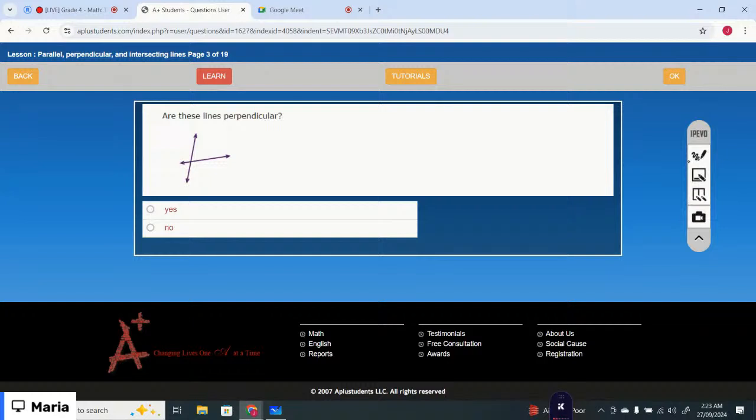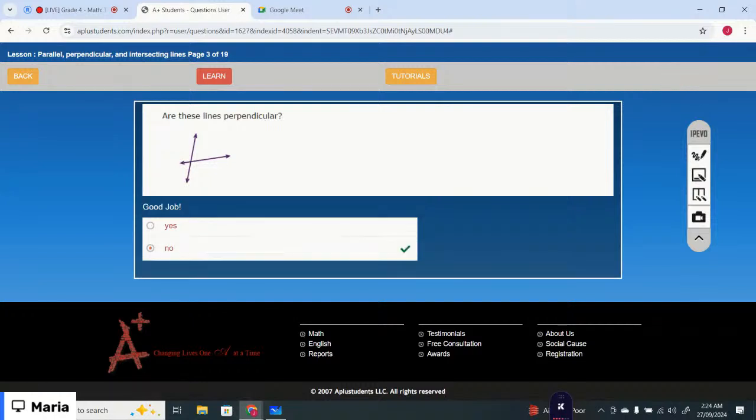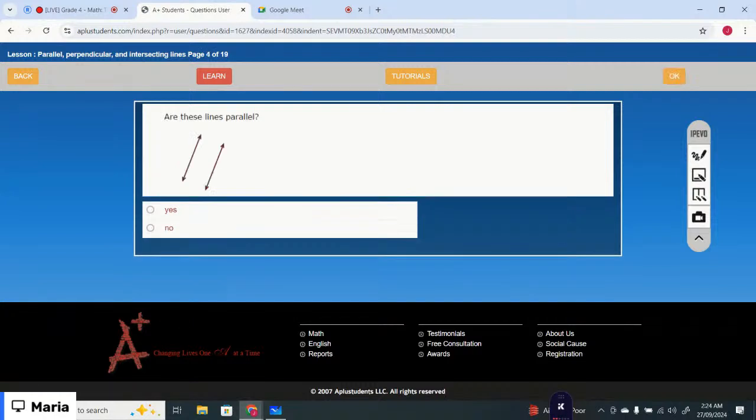Are these lines perpendicular? The correct option is no, they are not perpendicular lines, right? Because they don't make an angle of 90 degrees. So this isn't perpendicular lines. Sorry. Oh, yes, that was perpendicular.